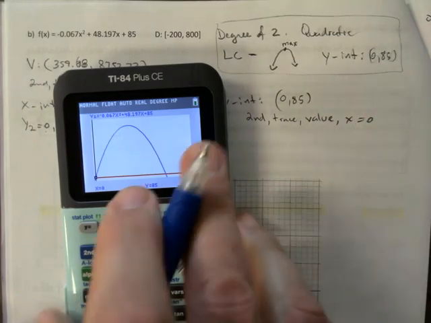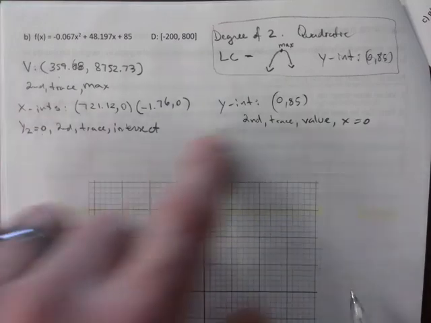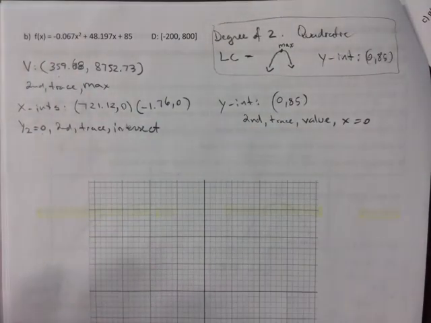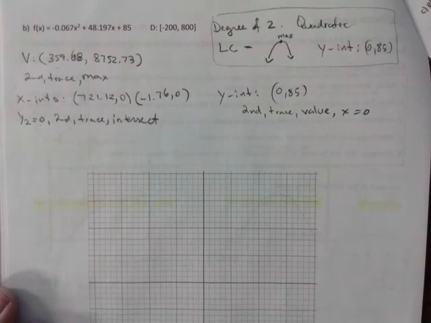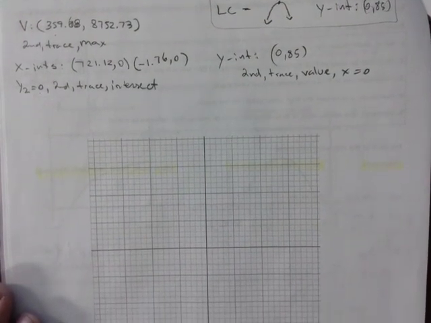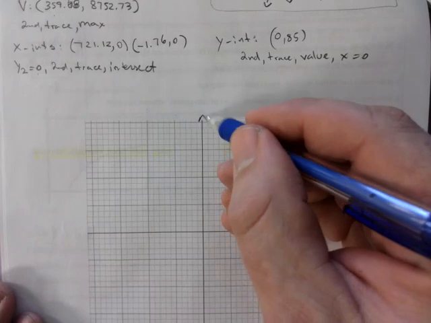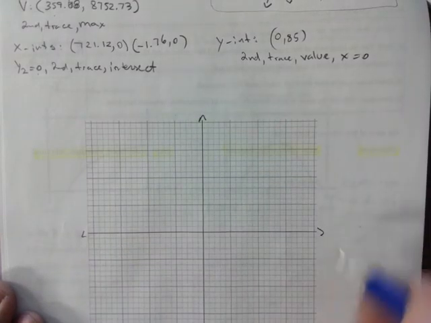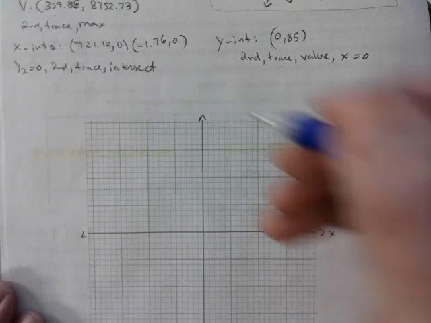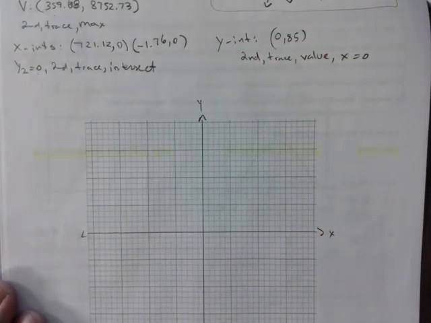So you found it using the calculator. These are the points you must have on there. Okay, let's graph it now. You need to have arrowheads on your axes, okay? And then label x and y.